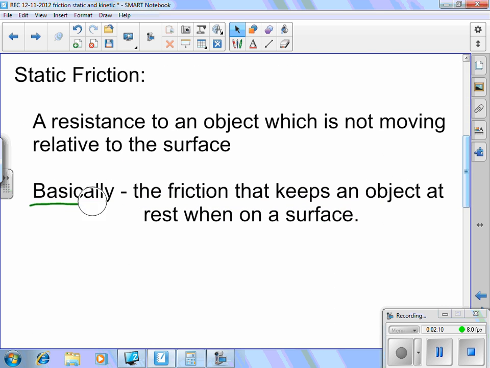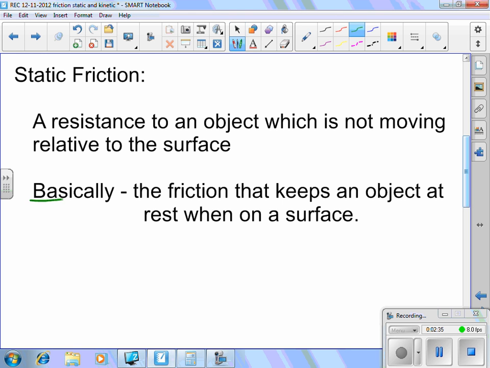But for now, we look at static friction, which is a type of surface friction, so between an object and a surface, and it's a resistance to an object which is not moving relative to the surface. So it's a resistance to this object, and this object is not moving yet, and it doesn't want it to. Static friction doesn't want the object to get anywhere. It doesn't want it to move at all. It wants it to stay at rest relative to the surface.